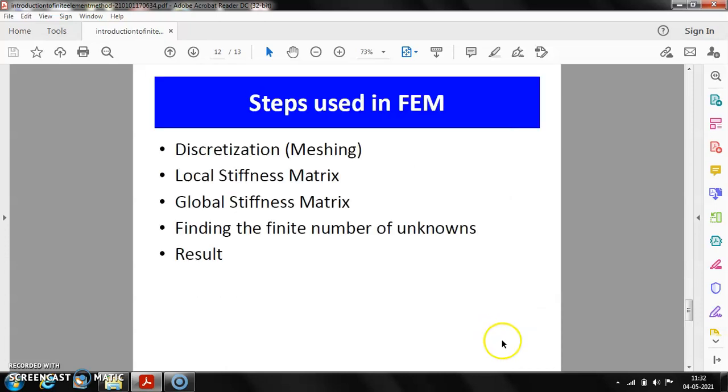Next, steps used in FEM, this we have discussed in the previous class. First one is discretization, that is dividing the whole quantity into a smaller number of parts called elements. Then we need to find the local stiffness matrices, which depends on the number of elements you are dividing. Those many stiffness matrices you will get. Then those many stiffness matrices you need to assemble to get the global stiffness matrix. Then by applying the boundary conditions, you can find the finite number of unknowns, and then the result is to be plotted.